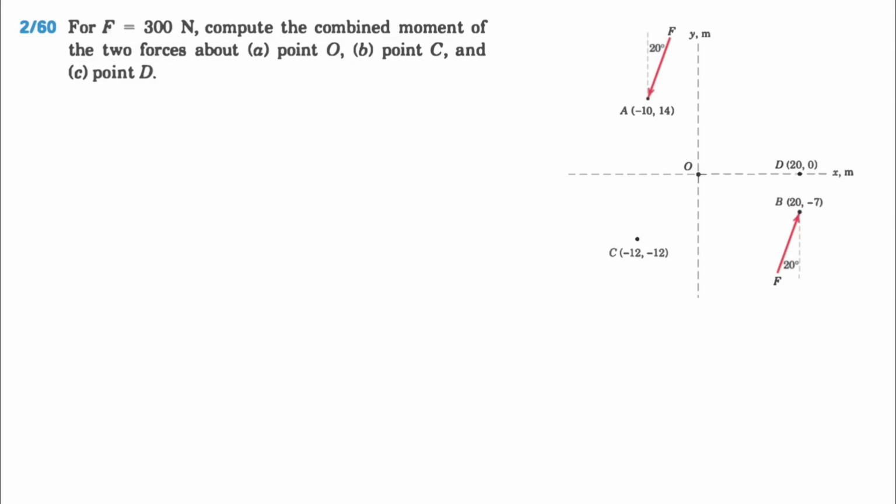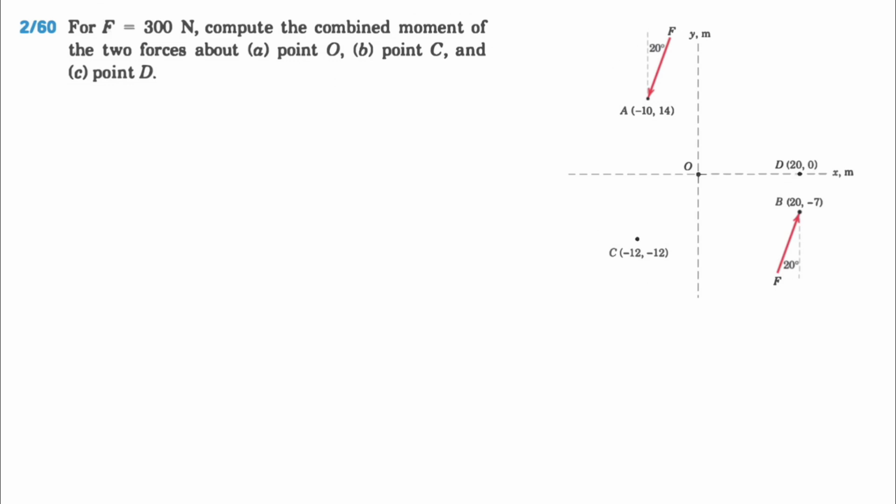Okay guys, welcome back. We're going to be solving another question in today's video, and we have question 60 from the second chapter of the Meriam textbook. We have the force F, which is 300 newtons, and we need to compute the combined moment of the two forces about point O, and in the B part of the question point C, and in the C part of the question point D.